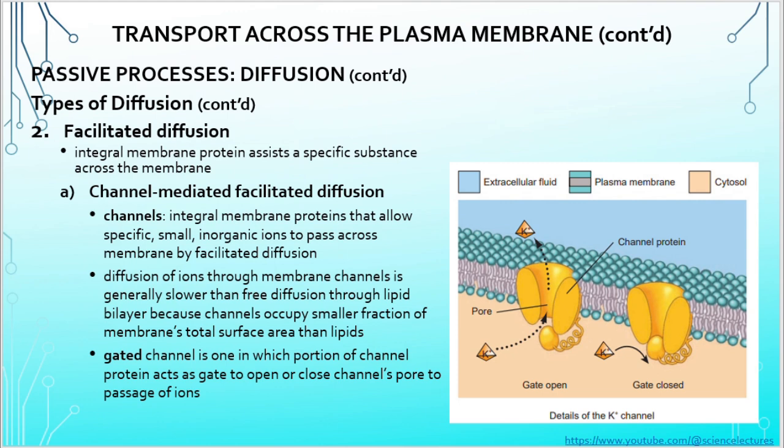Another type of diffusion is facilitated diffusion. Solutes that are too polar or highly charged to move through the lipid bilayer by simple diffusion can cross the membrane by a passive process called facilitated diffusion. In this process, an integral membrane protein assists a specific substance across the membrane. The integral membrane protein can be either a membrane channel or a carrier.